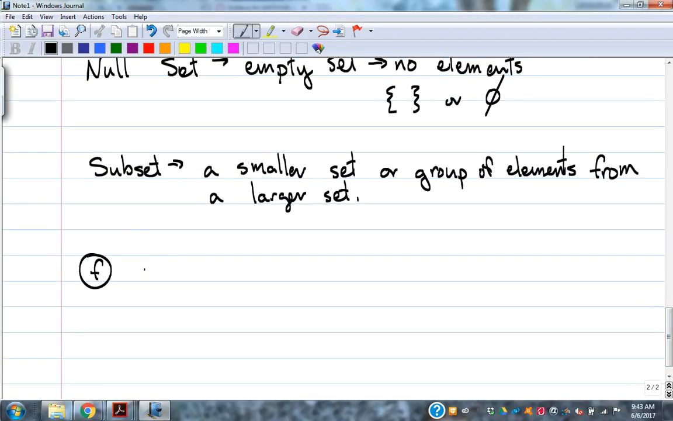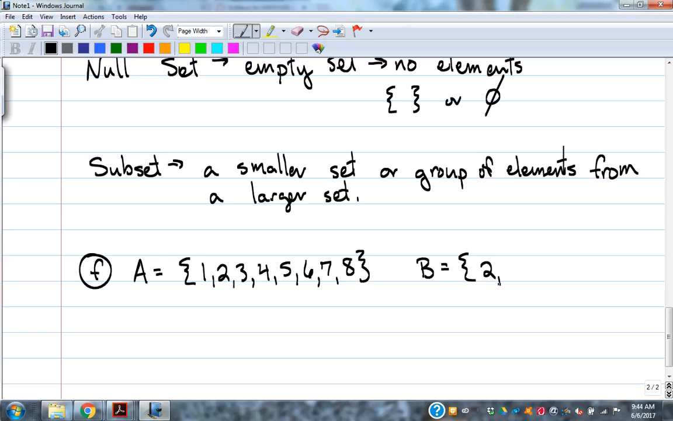Here's a couple of sets. Set A is 1, 2, 3, 4, 5, 6, 7, and 8. Natural numbers 1 through 8. That's set A. Set B is numbers 2, 5, and 7. Okay. The question we want to answer is: is B a subset of A?